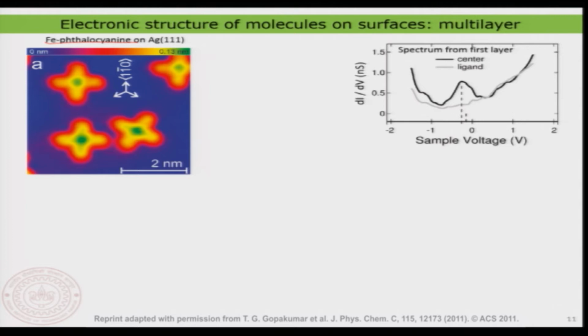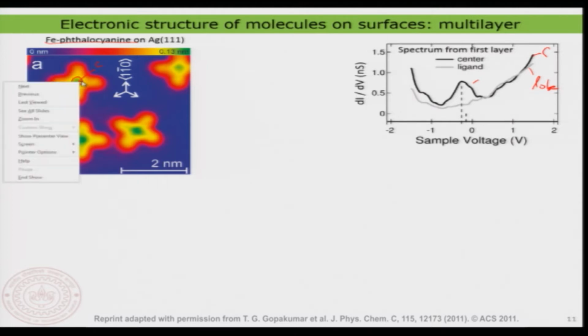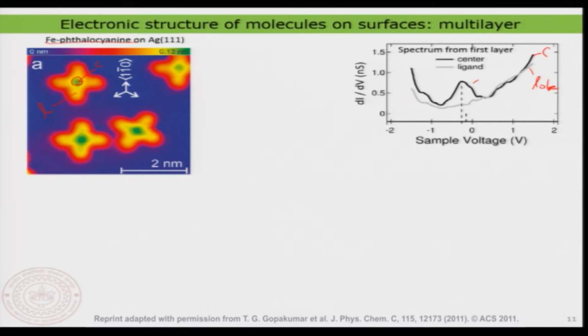Now, if you look at the spectrum taken at the center of the molecule and also at the lobe of the molecule, one spectrum is recorded here, at the center, and this one is at the lobe. It is tunneling spectroscopy. So, you can place your tip in the center of the molecule and record the spectrum, or you can record it at the arm, or lobe, of the molecule.